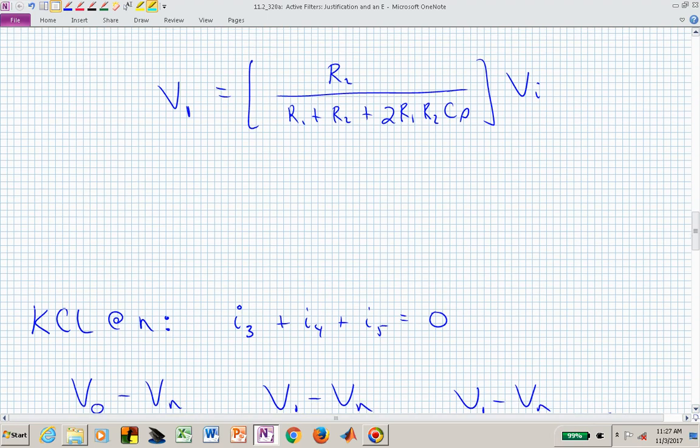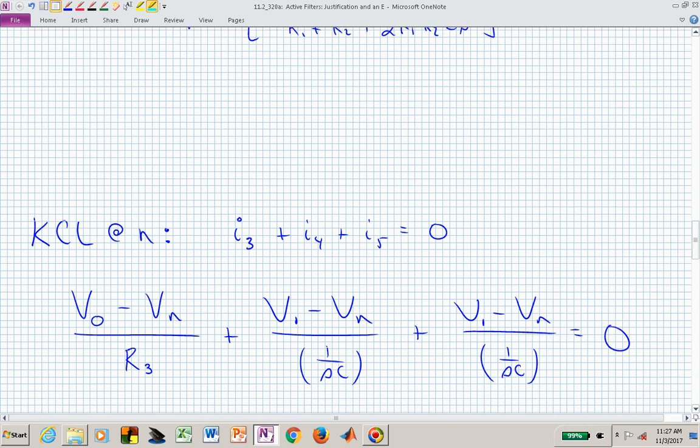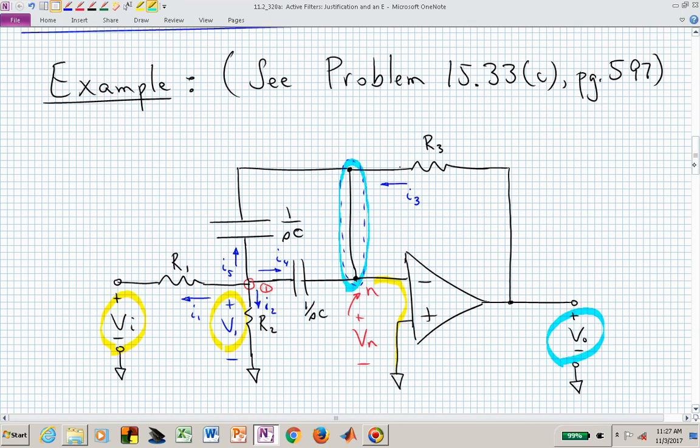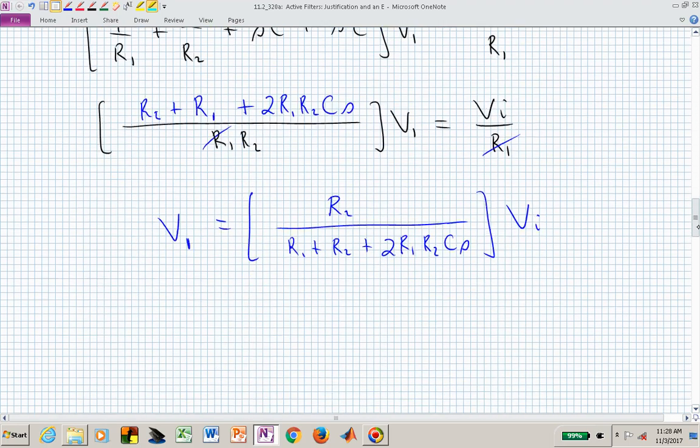So making those connections and writing I sub 3 as the voltage drop, V sub 0 minus V sub n over R sub 3. I sub 4 is V sub 1 minus V sub n over the impedance of that capacitor, which is 1 over SC. And I sub 5 is V sub 1 minus V sub n, again over that vertical capacitor's impedance, which is 1 over SC.